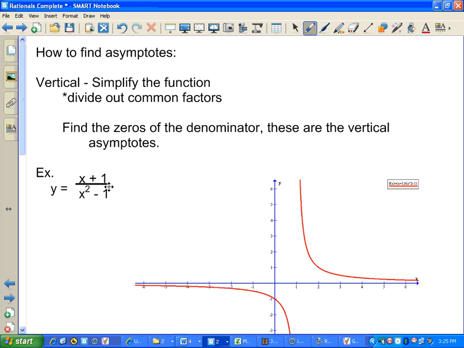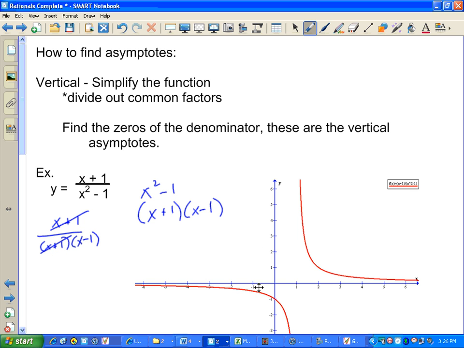Now, this first example is actually one of the holes that I was talking about, because if I set x squared minus 1, I can factor that into x plus 1 and x minus 1. So I've got x plus 1 on top, and that'll cancel out here. So that means that I no longer have a vertical asymptote at -1.